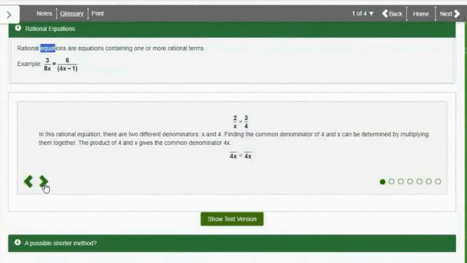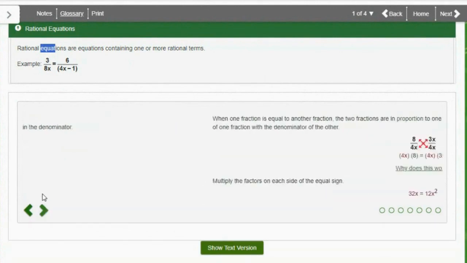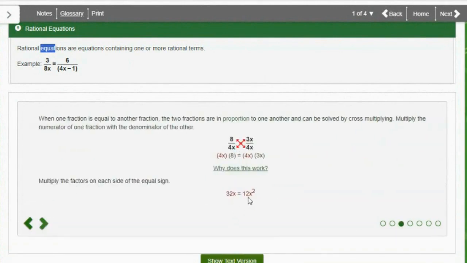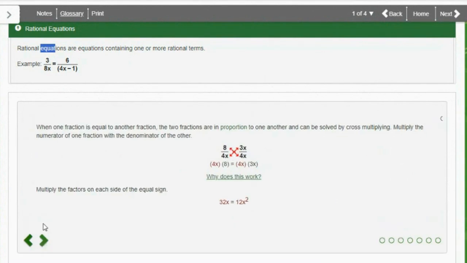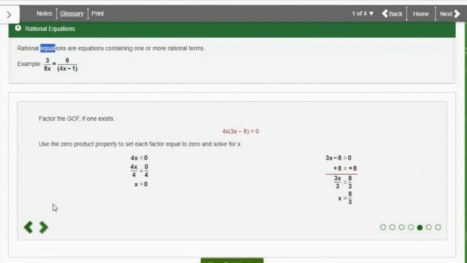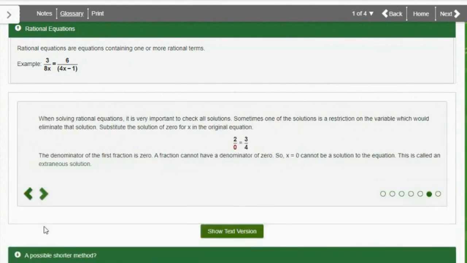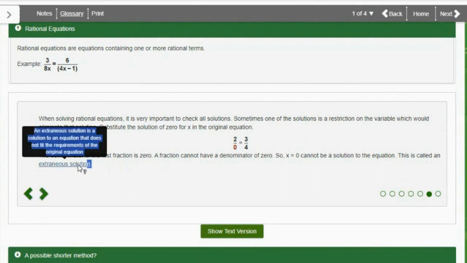And this has the steps. If you click this little arrow here, it says multiply by 4 over 4, x over x. So that gets where we were there. Then they cross multiplied to get what we got, the 32x equals 12x squared. Then they set it equal to 0, factored out the 4x like we did to come up with their two solutions, x equals 0, x equals 8/3. Substitute the 0 in. It doesn't work. It's an extraneous solution. That's a solution to an equation that does not fit the requirements of the original equation. So we throw that one out.